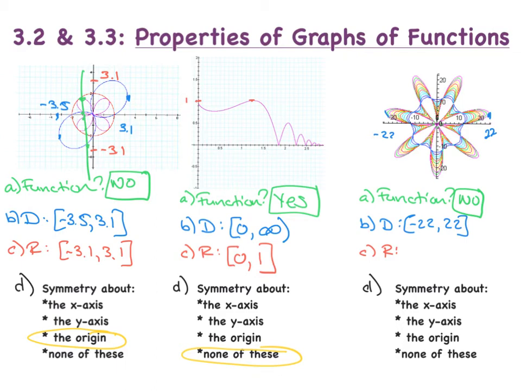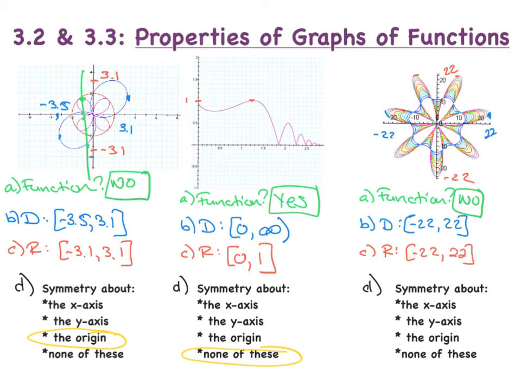I think the range happens to be the same. The lowest the graph goes also appears to be negative 22. And the top of the graph is up here. That appears to be the same, positive 22. Cool. This one is super cool.